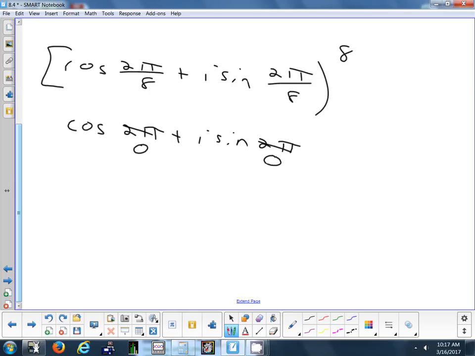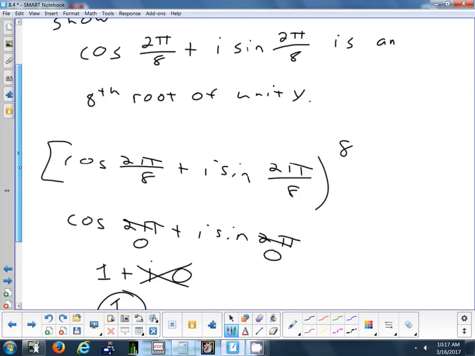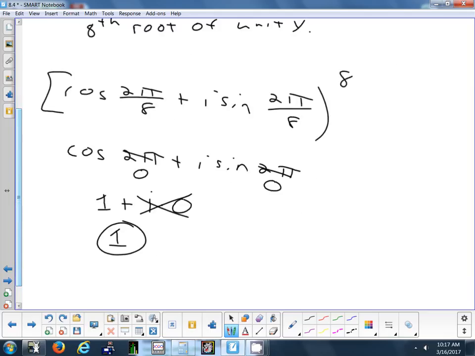What's the cosine of 0? 1. What's the sine of 0? 0. You're left with 1. So I just proved if you raise this number to the 8th power, you get 1, which means it must be the 8th root of 1, or it's one of the 8 answers. But we're not finding the other 7. Okay. Any questions on that?